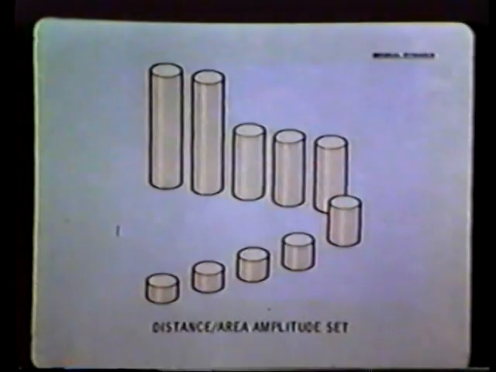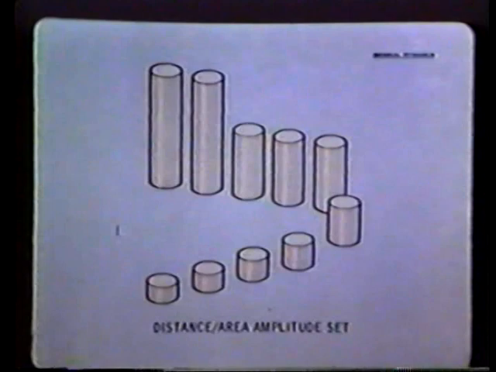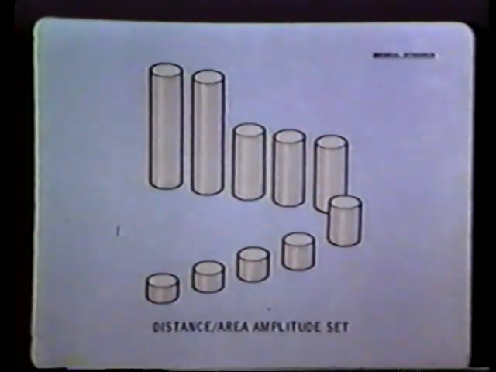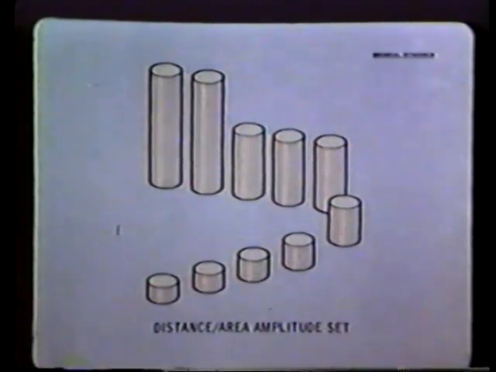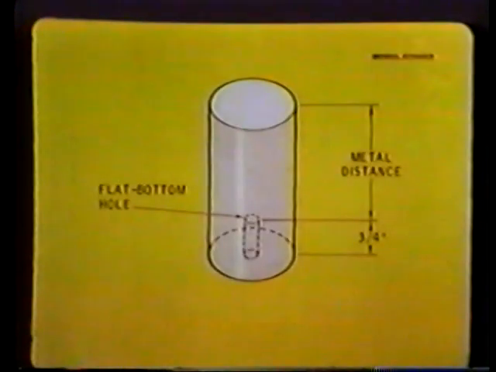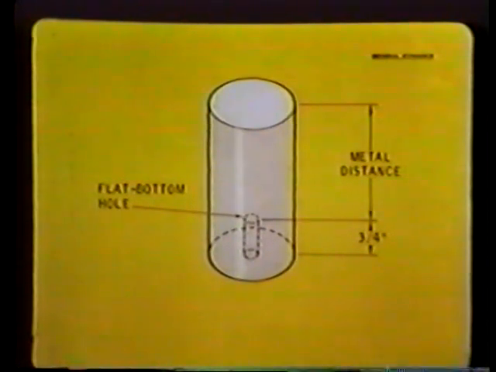Another block set you should be aware of is the ASTM, or American Society for Testing and Materials Basic Set. This set, comprised of 10 2-inch diameter cylindrical blocks, provides both area amplitude and distance amplitude references. Like the blocks already described, each has a 3/4 inch deep flat bottom hole drilled in one end. 2 have metal distances of 6 inches, 3 with 3 inches, and 1 each with 1.5, 3/4, 1/2, 1/4, and 1/8 inch.